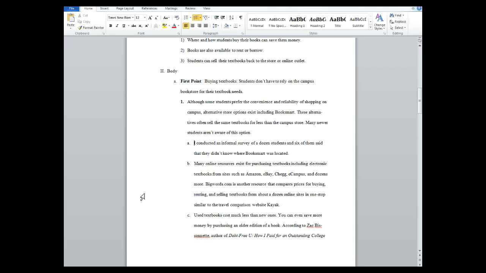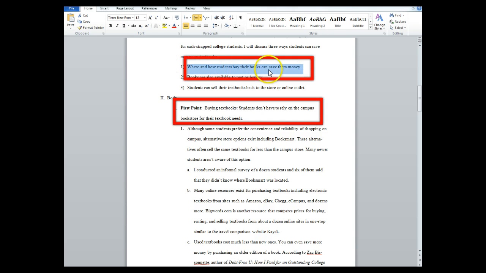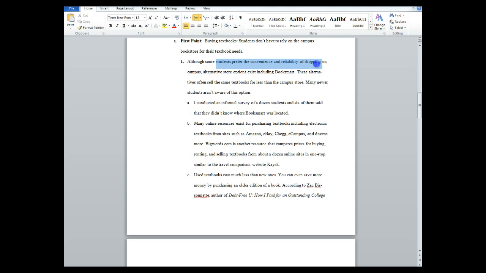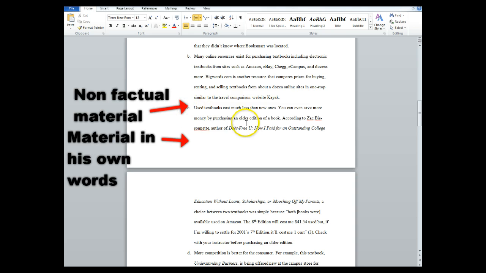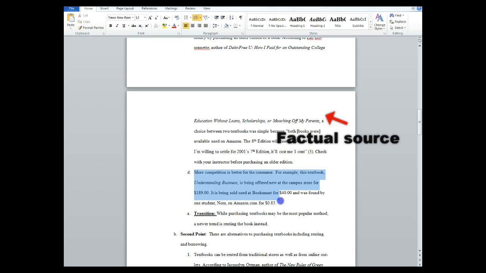To go to the example outline so you can see what this looks like when you're creating it, remember his first point, and this is actually from the preview, where to buy the book. So buying textbooks, right? He kind of states that here. And then he just starts, right? Convenience, reliability. That's what a lot of students do. He brings in a survey that he conducted, which is an example. He brings up some more examples about Amazon, Chegg, different things. And then he has a factual source in here. This is what he took from a book, and then he has another factual source.